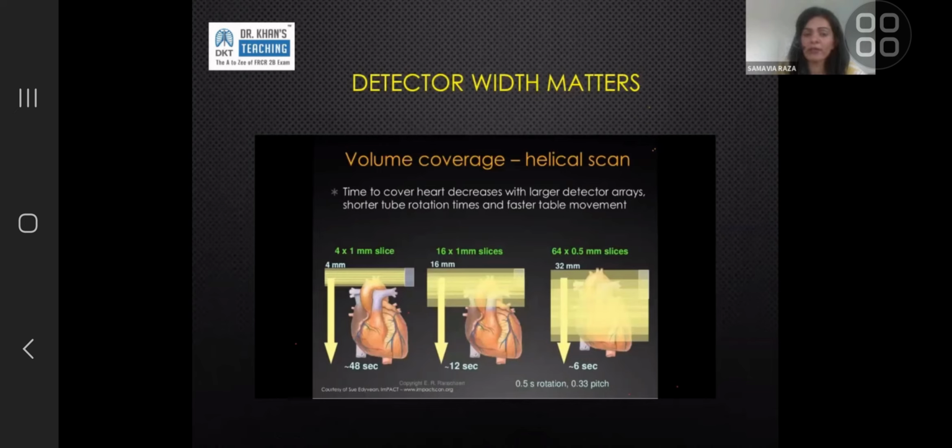Detector width I've already covered. The wider the detector, less times the gantry needs to go around it. The less time we need the heart rate to be regular-ish, so the better the scan. And over time, we started from a 4 millimeter, now 16, and now it's 16 centimeter detectors.